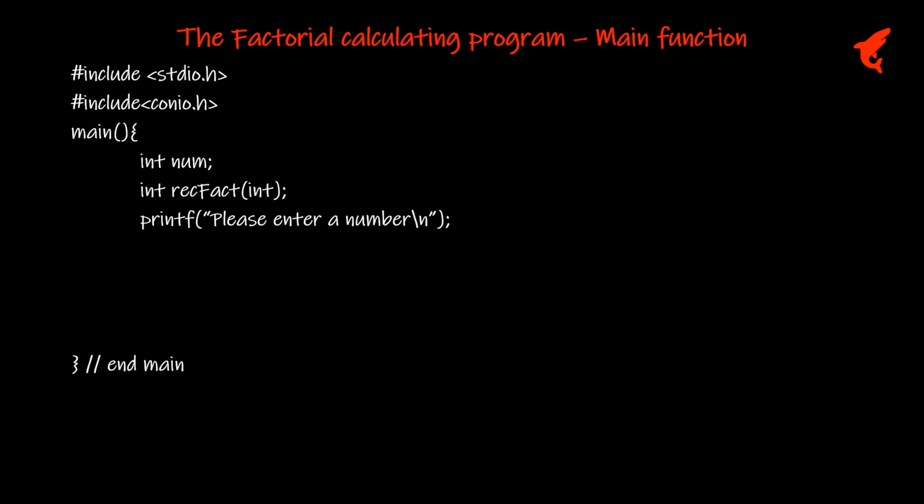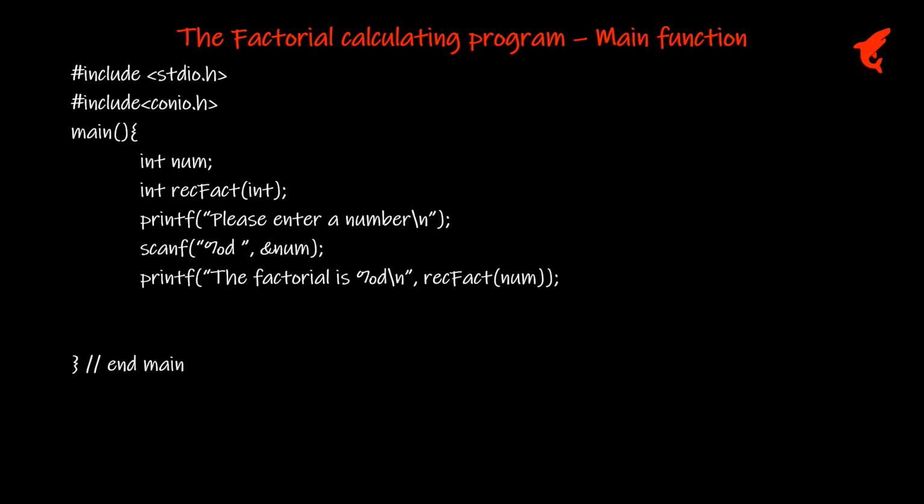Then the printf statement to prompt the user to enter a value for num, then a scanf to accept the value, and then a printf statement where we are going to print the value of factorial. But the result will be obtained from the rectfact function call. So whatever this function returns to us will be printed. Then the getch statement and return statement, and our main function ends.